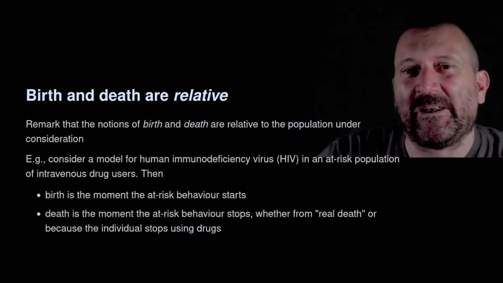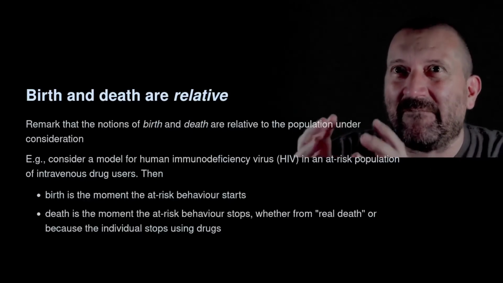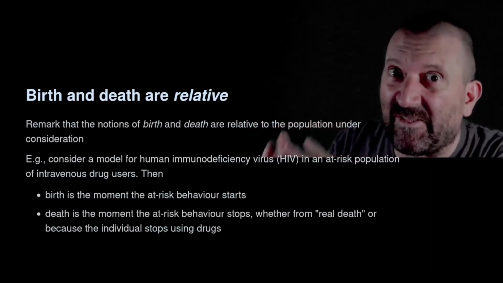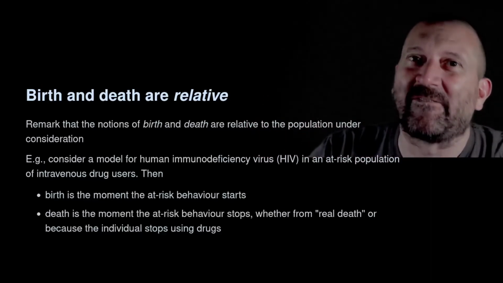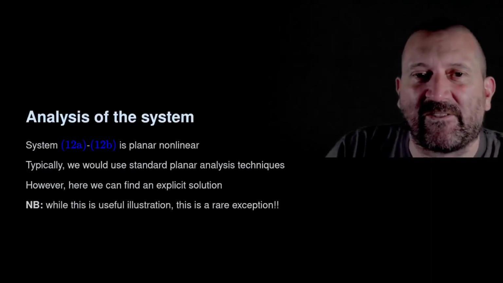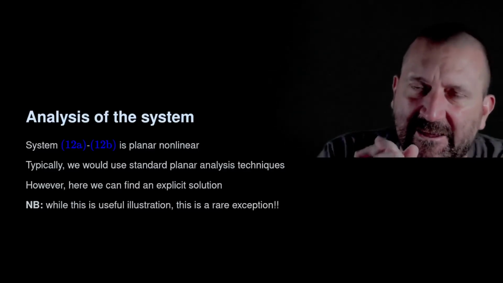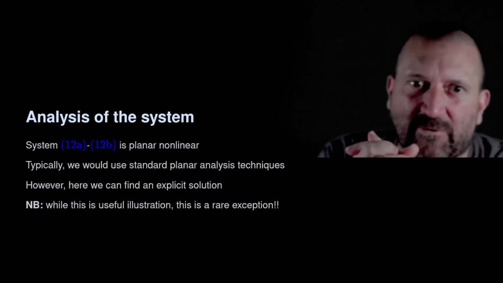Okay, so birth and death are relative in there, and the susceptible population is the one that is susceptible to the disease that you're interested in, not necessarily the entire population of a country or something like this. Okay, so how do we analyze this? And here again, I'm going to play a little trick.